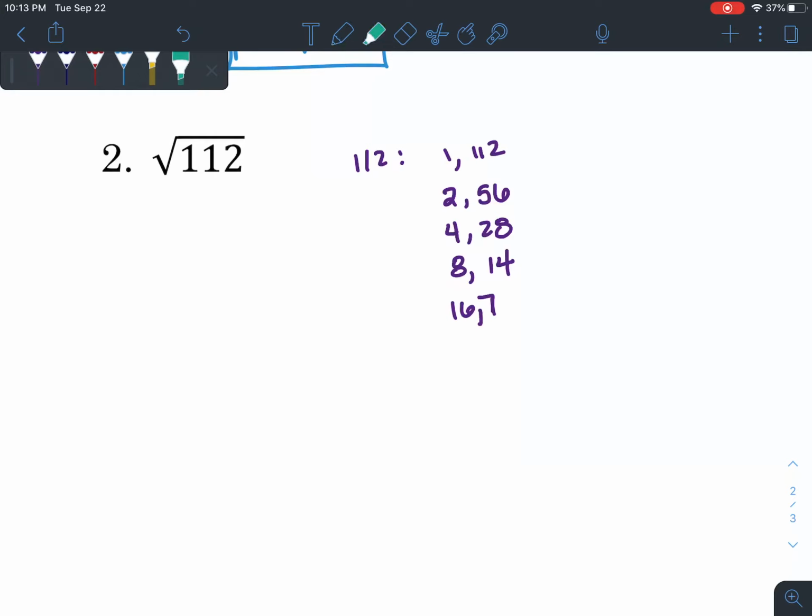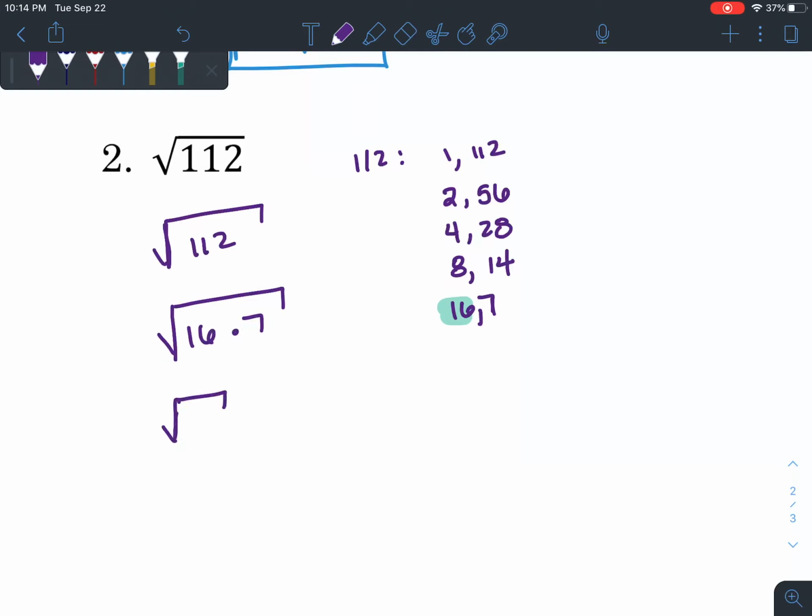Okay, so looking at these, which factors have a perfect square? 16. 16 and 7. So we can rewrite 112 as 16 times 7. Break up 16 and the 7. We take a look and we say, can radical 16 be simplified further? And yes, because it is a perfect square. Square root of 16 is 4. And we leave square root of 7 because it can no longer be simplified. So we're left with 4 radical 7, and that is it.